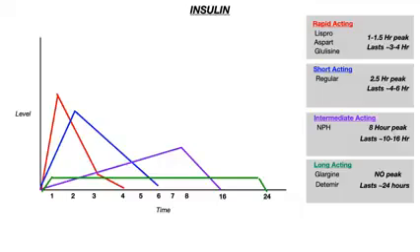There's technically no peak time for the long-acting insulins, and these last for 24 hours. So these are the insulins that your type 1 diabetics are going to take once a day, and this replaces the basal functioning of their pancreas.